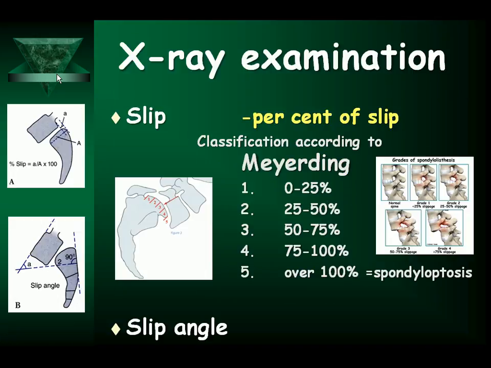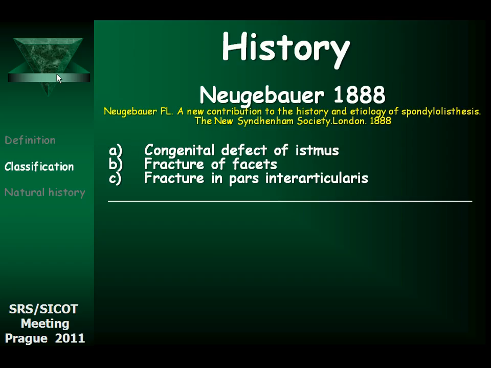On the X-ray examination, we can measure the slip and the slip angle. Slip can be classified according to Meyerding into 5 degrees, from 0 to spondyloptosis, and it has been a very useful classification for many years.